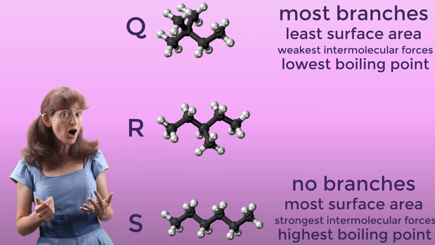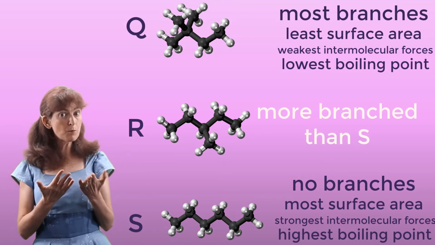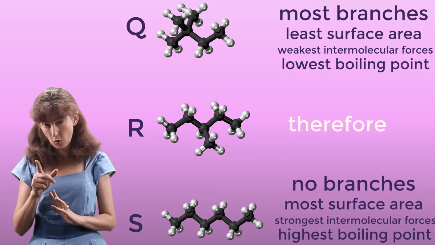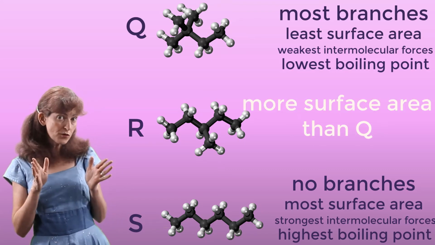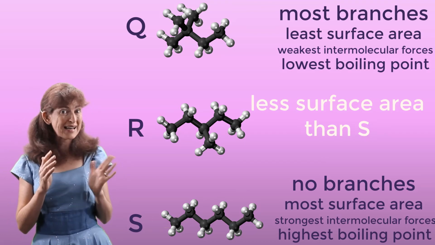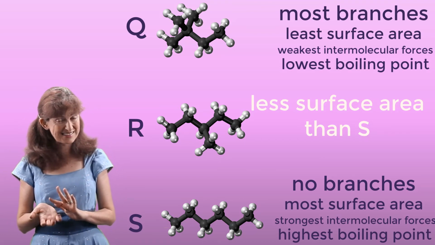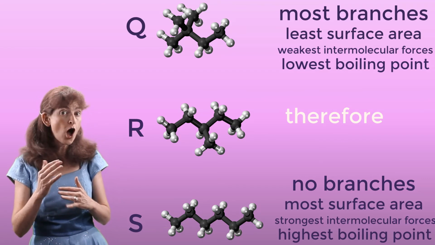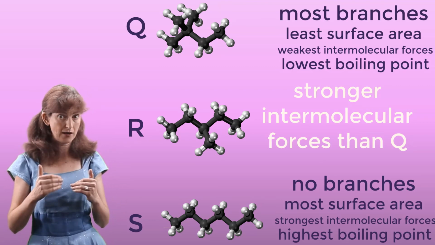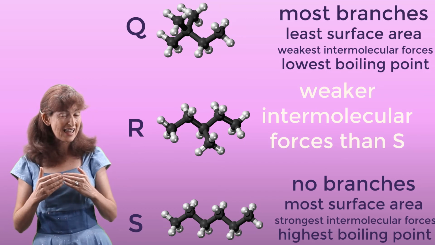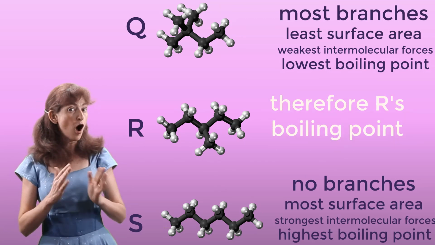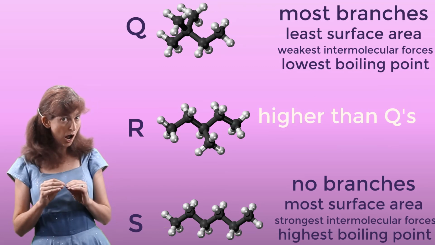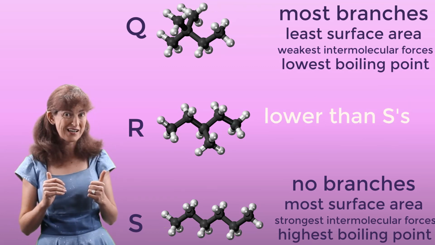Now, that explanation of medium will probably not get you your full marks, so let's rather give a better answer. R is less branched than Q, but more branched than S. Therefore, R offers more surface area than Q, but less surface area than S. Therefore, the intermolecular forces between adjacent R molecules are stronger than for Q, but weaker than for S. Therefore, R's boiling point is higher than Q's, but lower than S's.